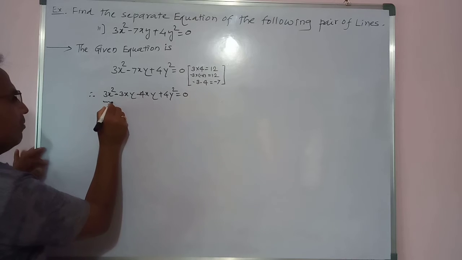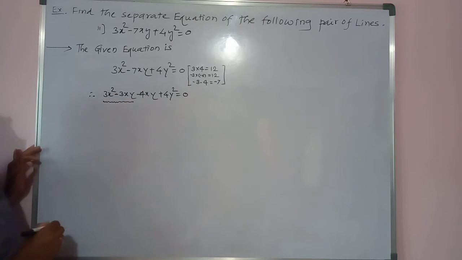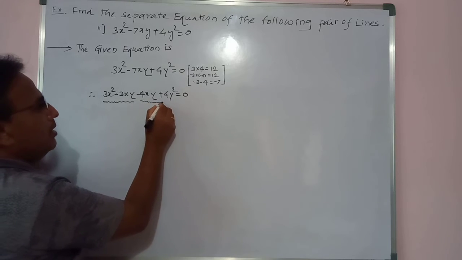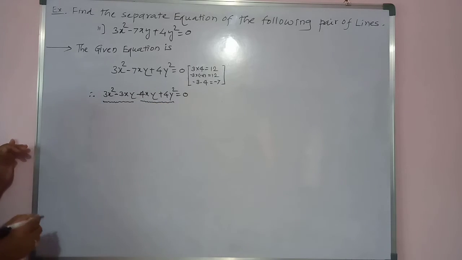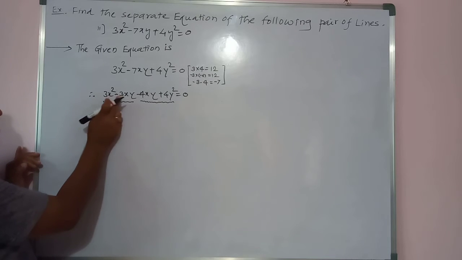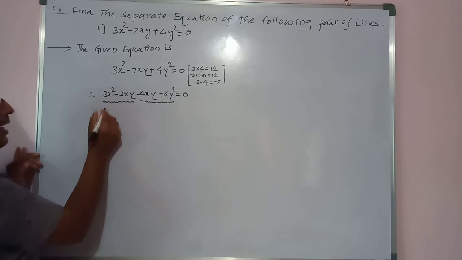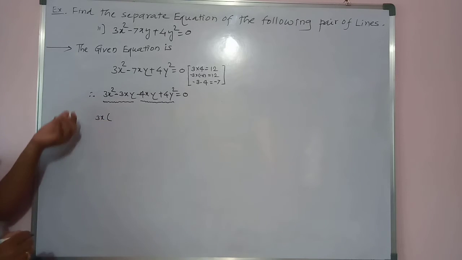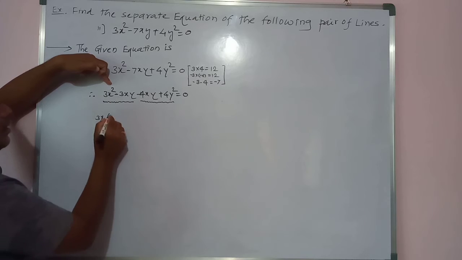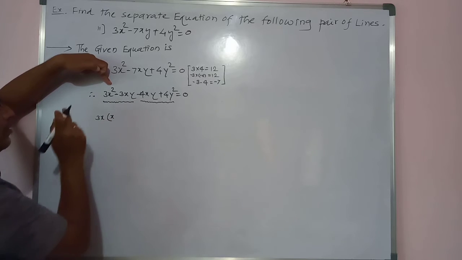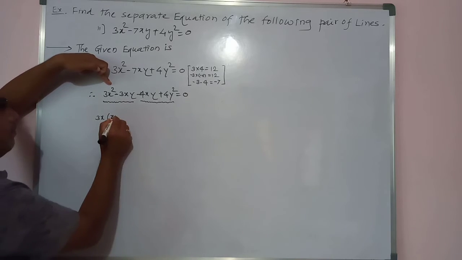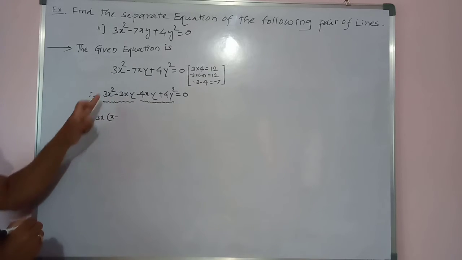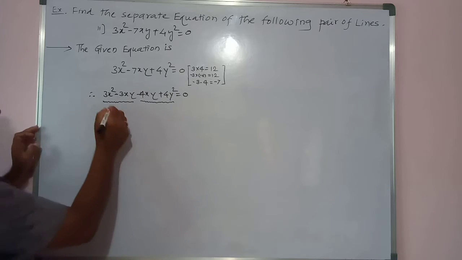Therefore, 3x² − 3xy is one unit, and the other unit is −4xy + 4y² = 0. In the first unit, 3x is common. The remaining terms in the bracket are x − y.